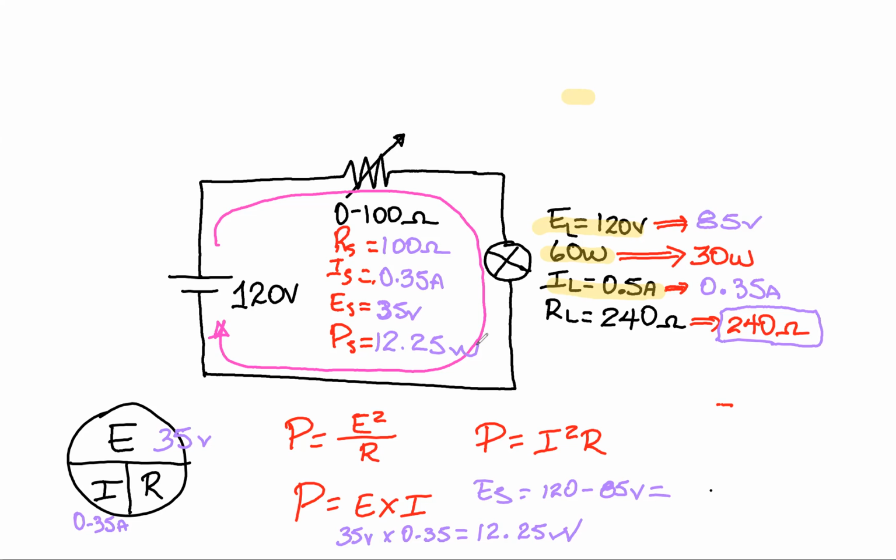Something that I want you to notice is that this 12.25 watts that we have on this variable resistor, what is it being used for? Is there any use to that? Perfect. It's going to be producing heat.